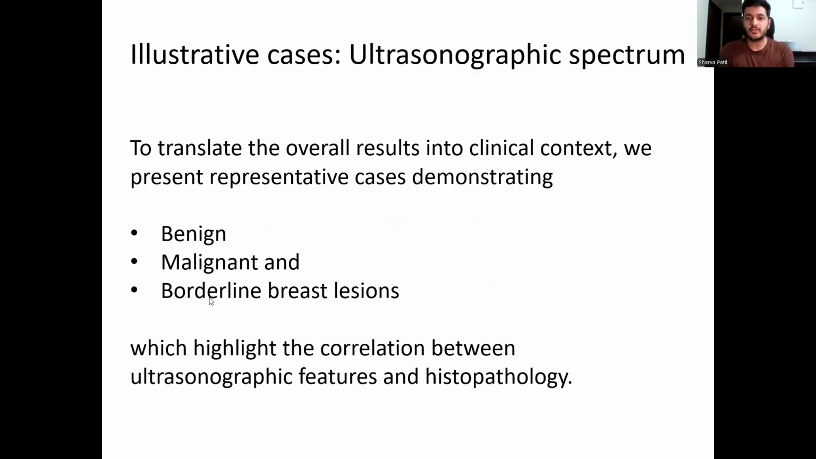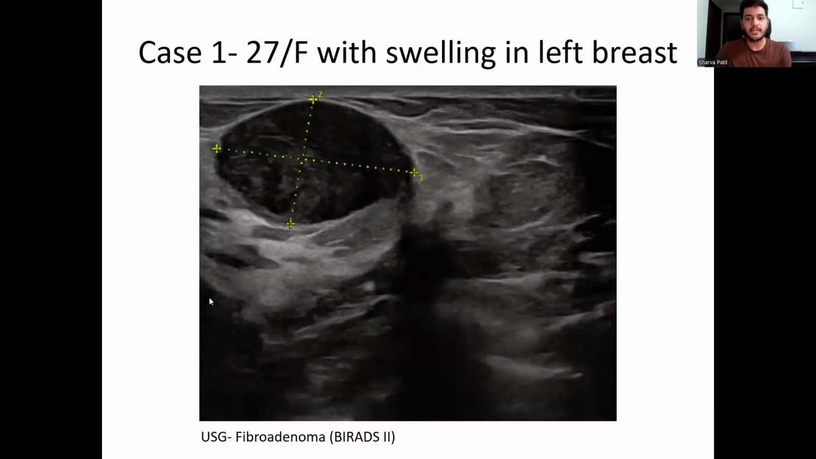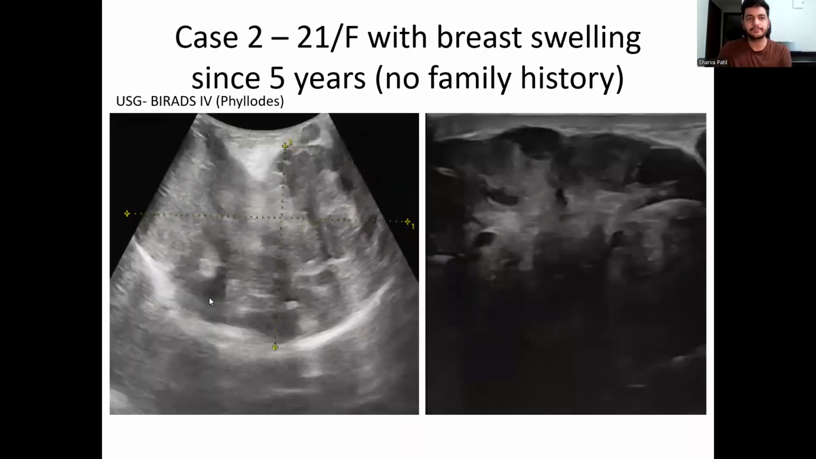To better demonstrate the spectrum of ultrasonographic appearances observed in our study, I will now present representative cases from benign, borderline, and malignant categories. This representative benign case of a 27-year-old female with swelling in left breast demonstrated a well-defined, wider than tall, hypoechoic, ovoid lesion with no evidence of significant vascularity on color Doppler examination. It was noted at 4 o'clock position in the left breast and was labeled as a BI-RADS 2 lesion, likely fibroadenoma. The subsequent pathology confirmed the benign pathology and it was diagnosed as a fibroadenoma.